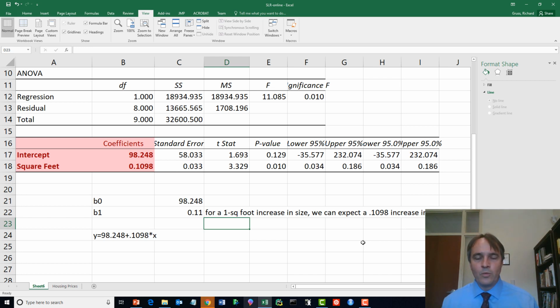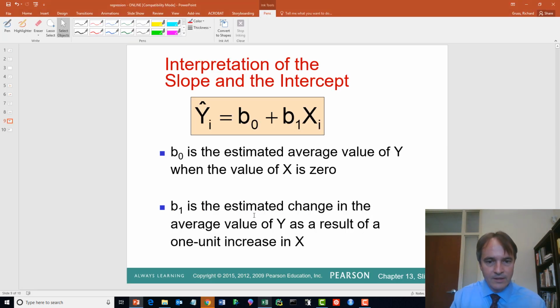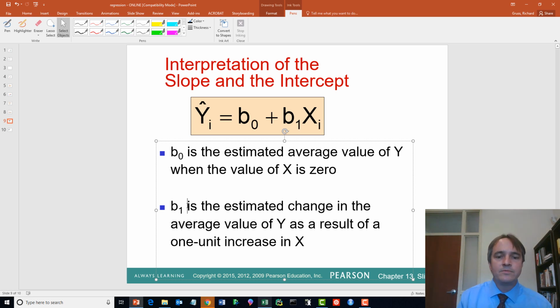What is 0.11 of 1,000? Okay, so that's 110. So really the way to interpret this is for a 1 square foot increase in size, there's an increase of $110 in the price of the house. Okay, so just know that that's how you read these.